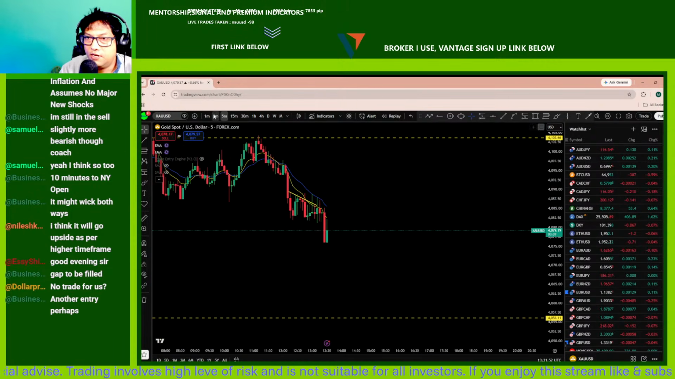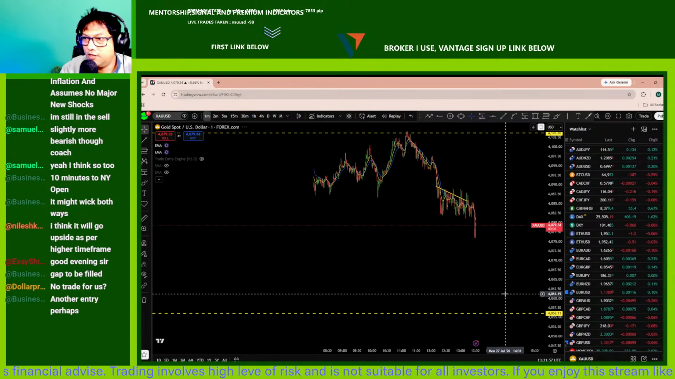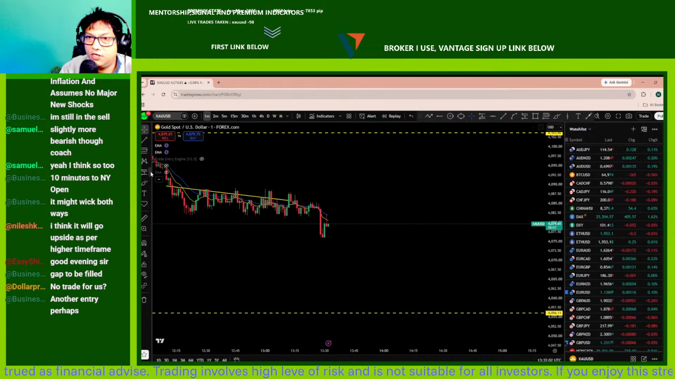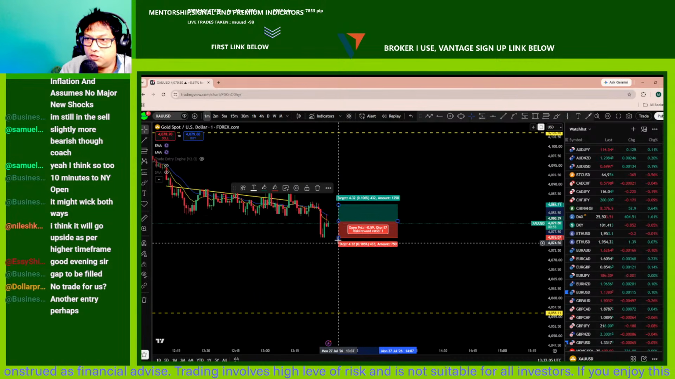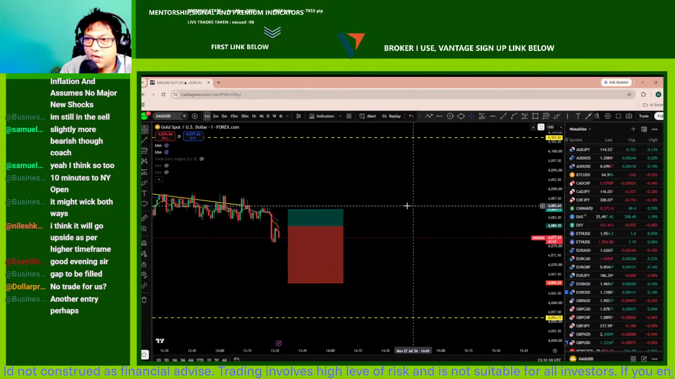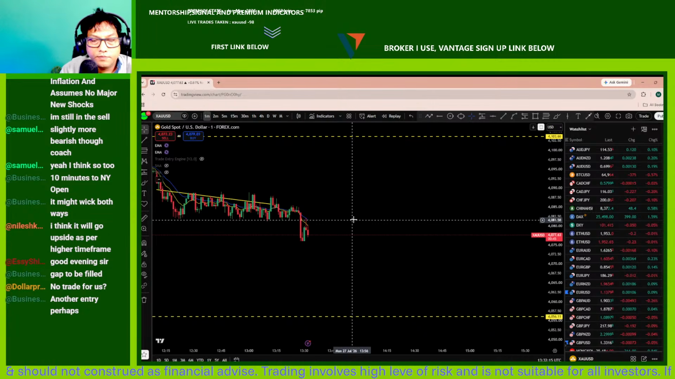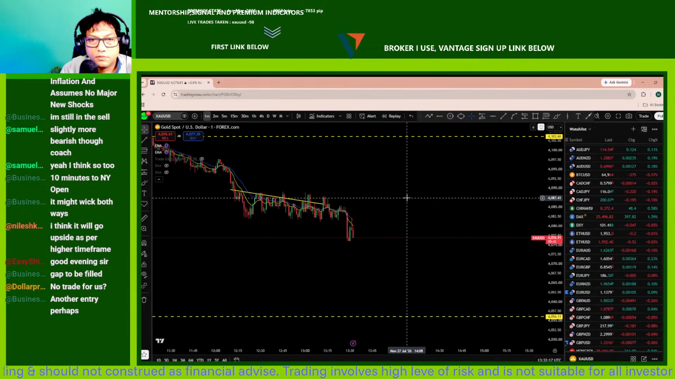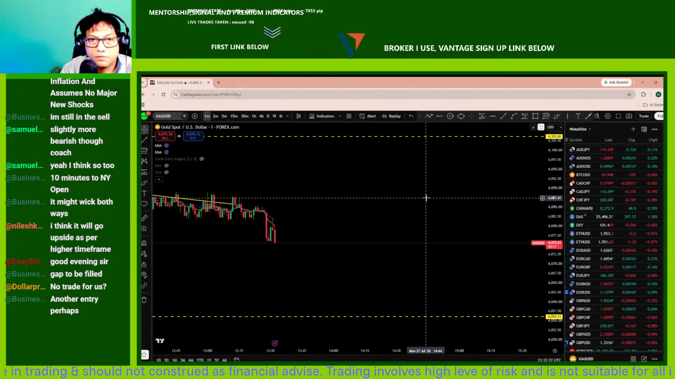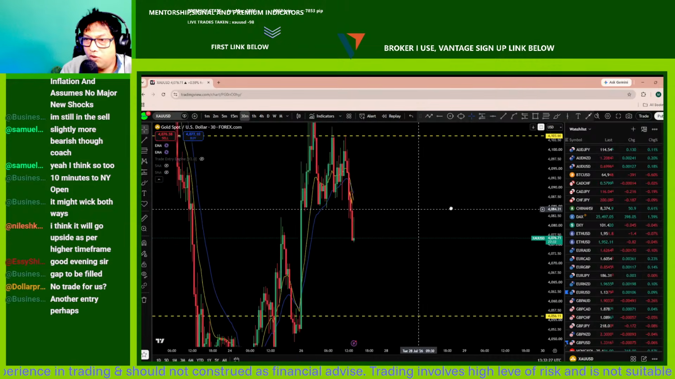I'm looking for a possible entry along this area here, and I think the market might trigger that liquidity. I'm still not entering, but still looking to see if there is any entry along this area. Let's see. There might be a trigger back below.